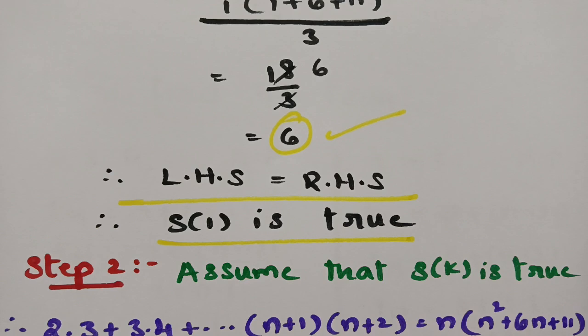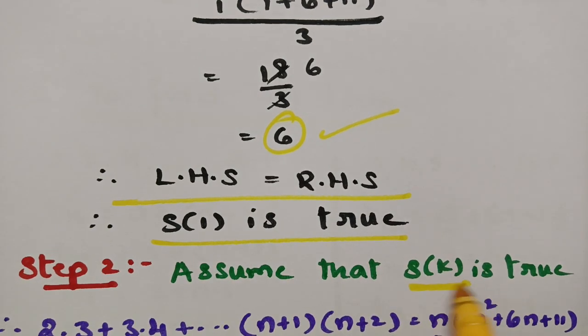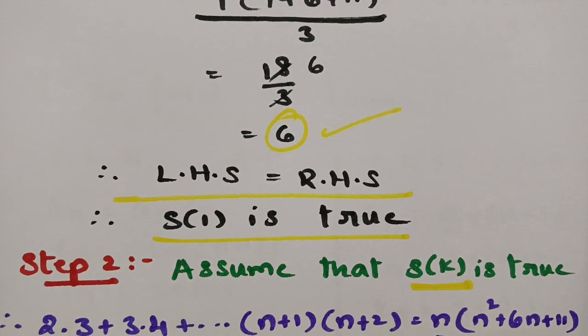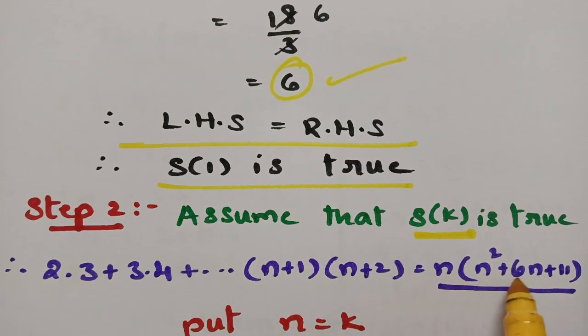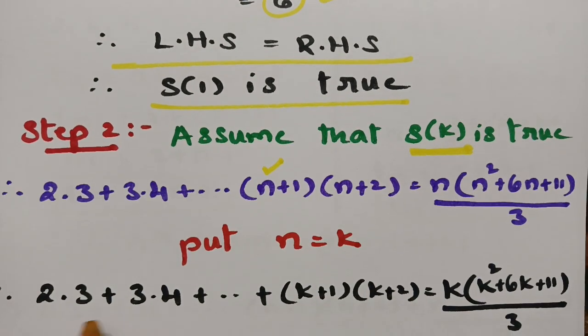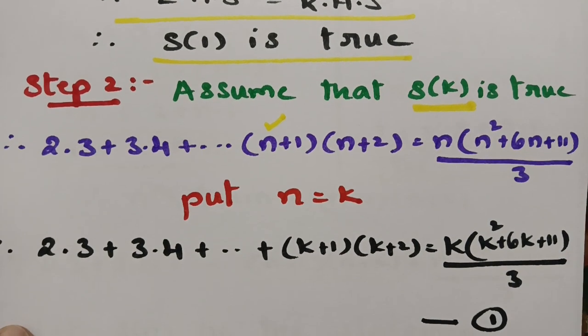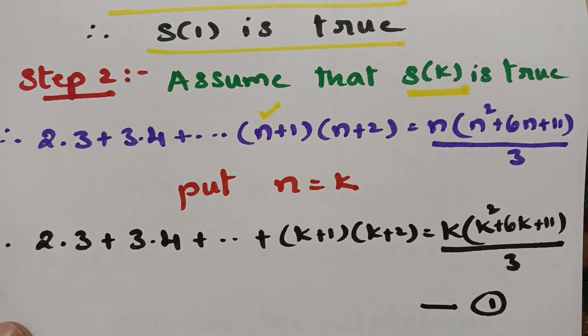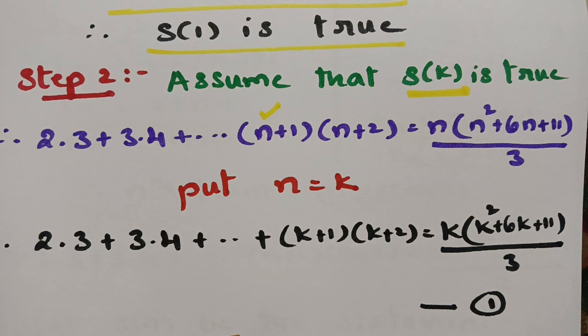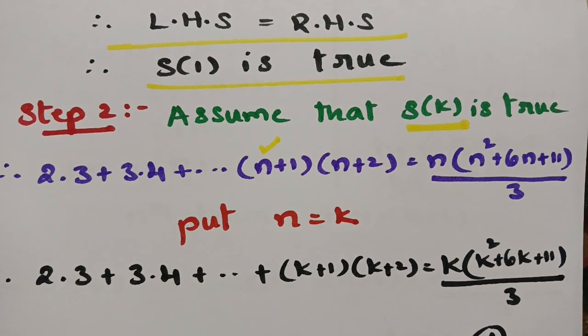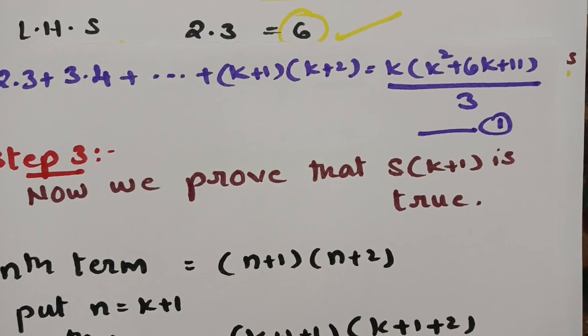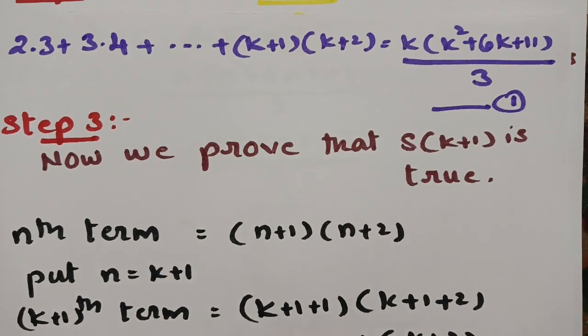And next, the second step which we have to take is to assume that S of k is true, which means that we have to take n is equal to k as a true statement. So according to our statement, we have to put n is equal to k. After keeping n is equal to k, this will be k plus 1 into k plus 2, which is equal to k times of k square plus 6k plus 11 by 3, and take it as equation number 1. So we have assumed S of k is true. So this will be the first equation. And see here, after taking n is equal to k, this is our first equation.